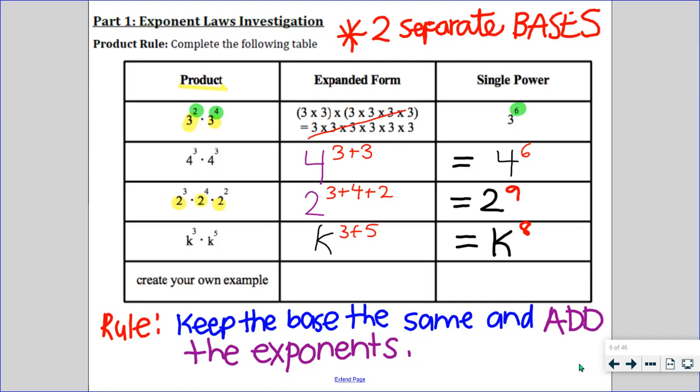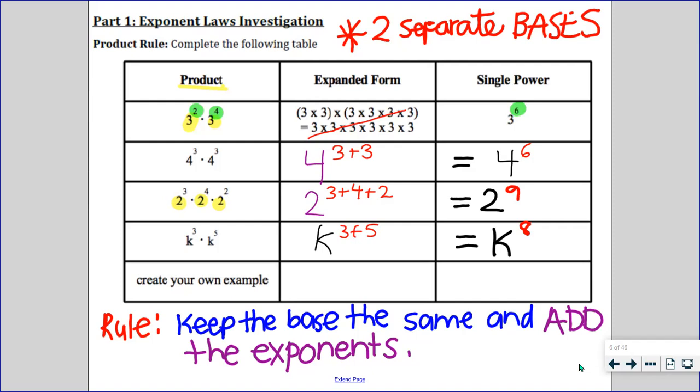We're showing our work that the 2 of the 3's are being added, which gives us 4 to the power of 6. Our next question, we have the same bases in all of them. 2 to the power of 3 times 2 to the power of 4 times 2 to the power of 2. So in expanded form, we write our base, which is 2. For exponents, we show that we're adding all of them together. 3 plus 4 plus 2. So for our single power, we will then have 2 to the power of 9.